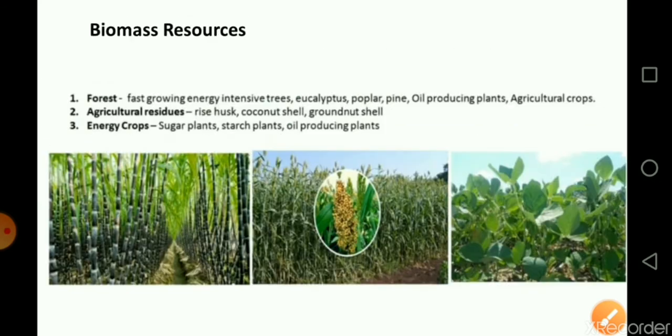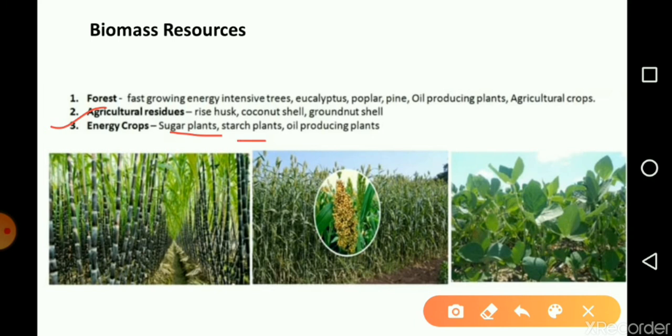Now the next one is the energy crops. So there are some energy crops like sugarcane, starch plants, some oil producing plants from which we can get the oil, biodiesel or bioethanol, biomethanol, or from the bagasse we can get the electricity, which is in the solid form. So this figure represents the sugarcane plant. So there are a number of uses of the sugarcane plant.